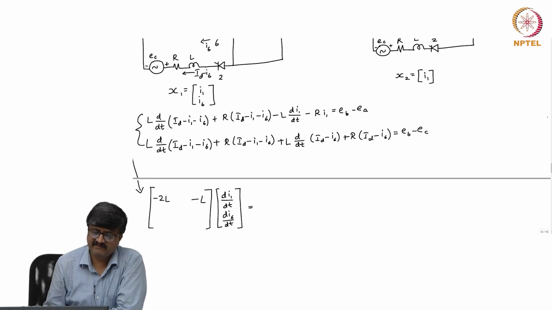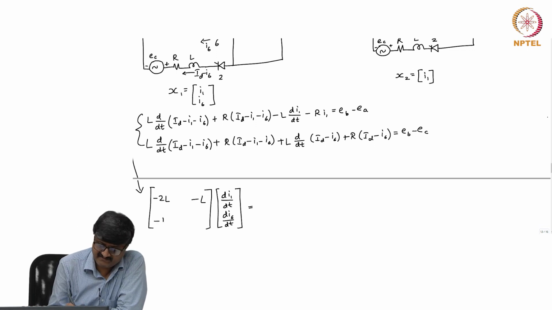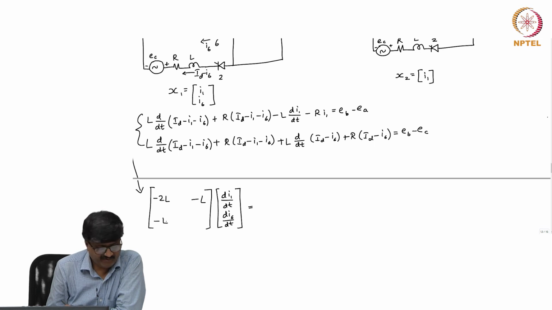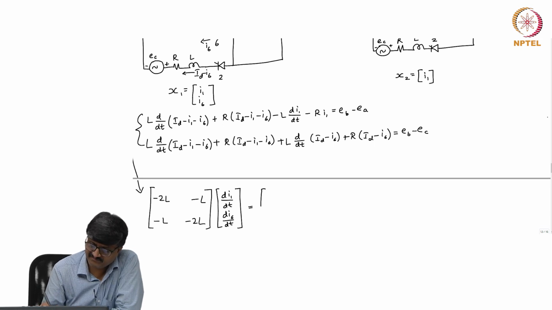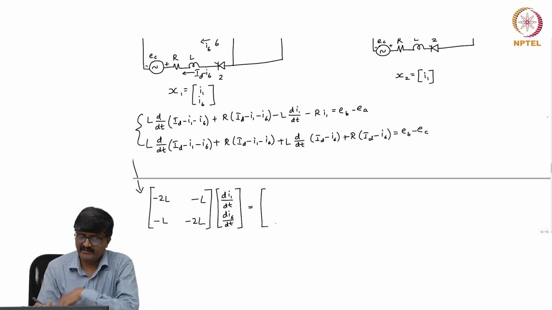Similarly, in the second equation, the coefficient of dI1/dt is minus L, and the coefficient of dI6/dt: there are two terms of minus L dI6/dt, so this is minus 2L. Now I push all the other terms to the right hand side. So, what do I get?